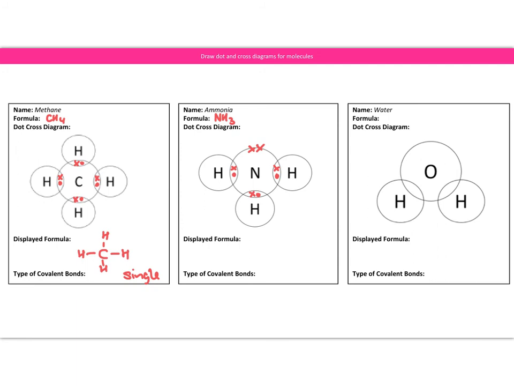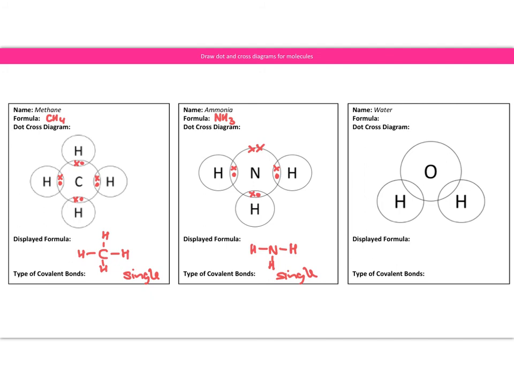Drawing it. Again, pick the central atom, which is clearly nitrogen, and I've got 1 covalent bond to the hydrogen to the right, 1 covalent bond to the hydrogen to the left, and 1 covalent bond to the hydrogen below. And between each hydrogen and nitrogen, there is just a single bond.